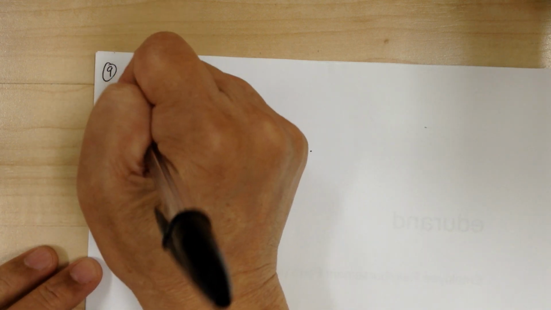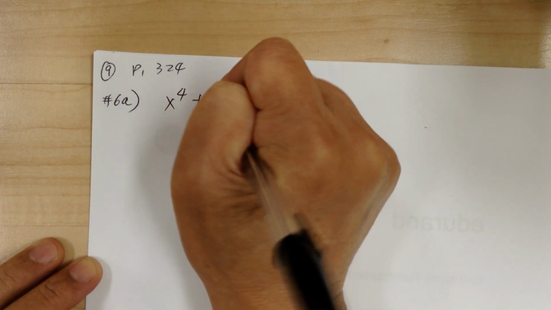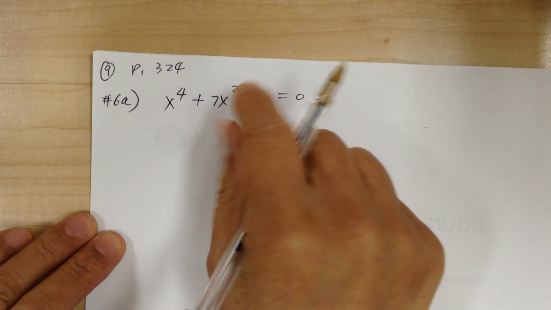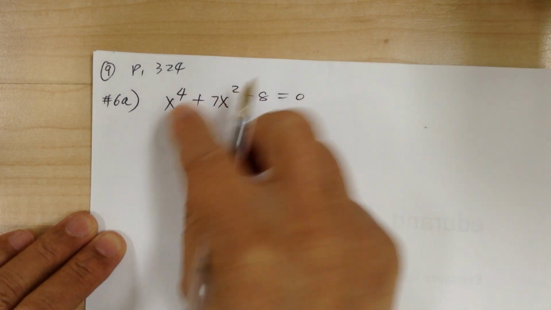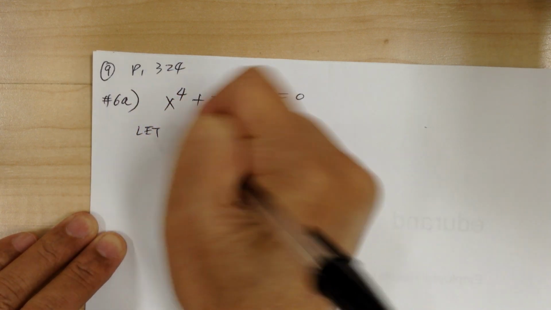And we're just going to do 6a. Okay, so you've got x to the 4 plus 7x squared minus 8 equal to 0. When you have something that repeats, or something that is a square of the other one, you can use a technique called the substitution technique.